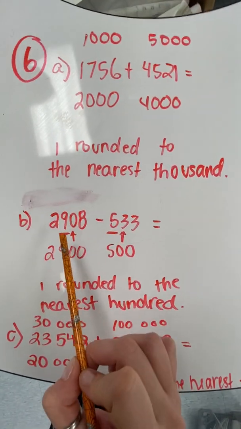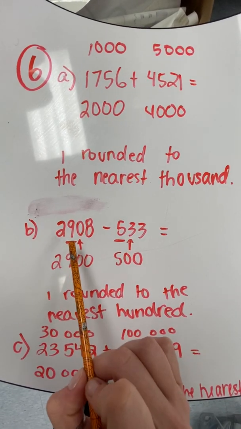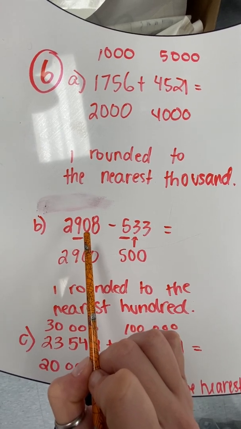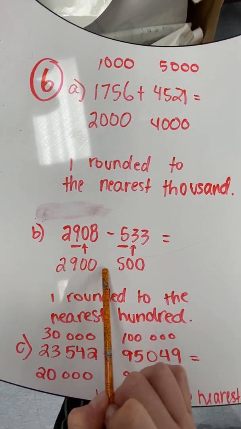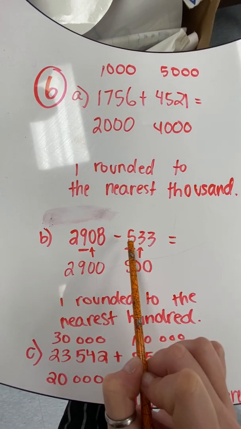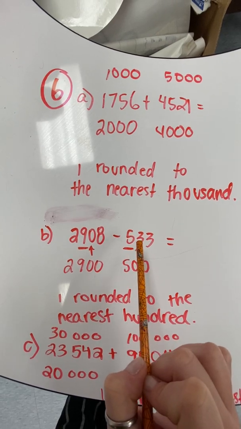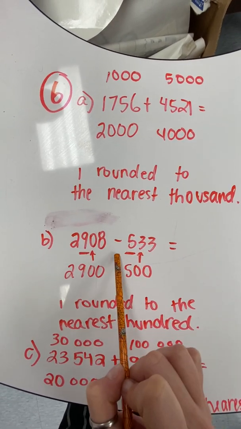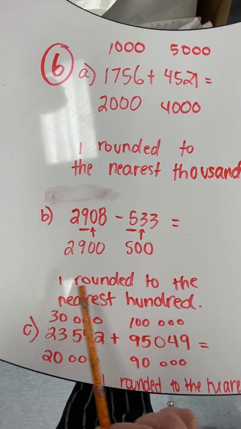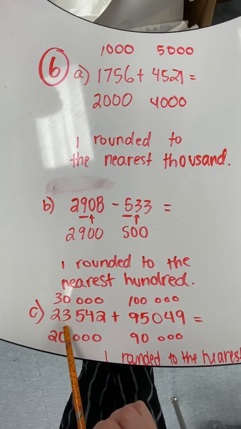Okay, for B, if we look here, we're rounding to the nearest 100. Okay, so this number is in our hundreds place. 0 is telling us we're going to round and stay at 2,900 minus 533. Okay, the 5 is in the hundreds place. This 3 is telling us to round down because it's lower than 5. Here you can just explain that you rounded to the nearest 100.